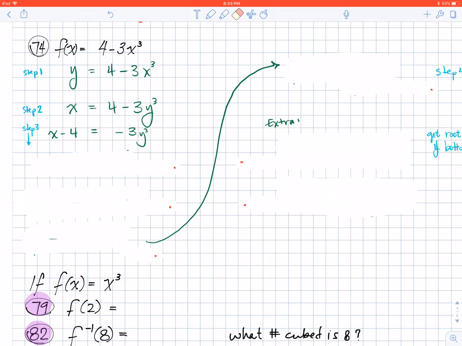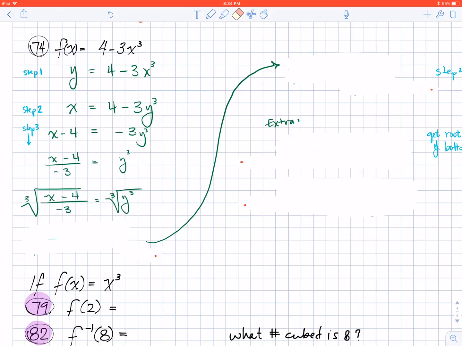So I started moving things to the other side. That was the first step. I subtracted 4 on both sides. And then the next part of that is I'm going to divide on both sides by negative 3. This is like the onion layer method that we talked about in class. The next step is that I want to get rid of that cube. So I'm going to take the cube root of both sides.